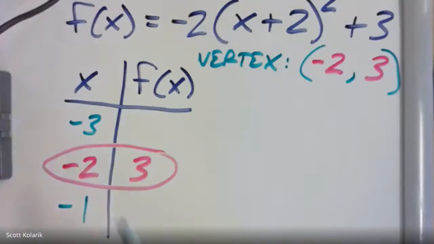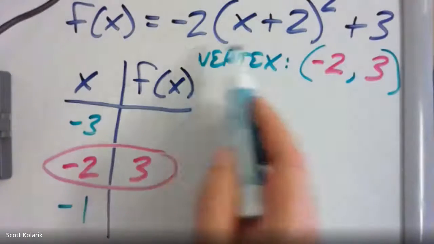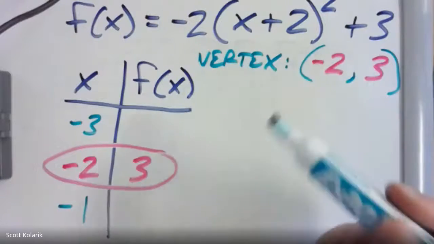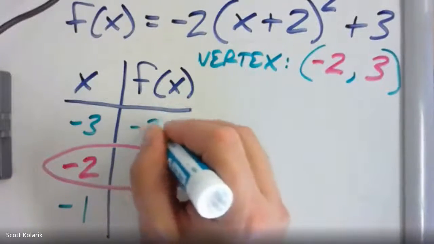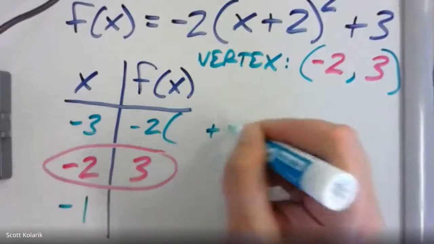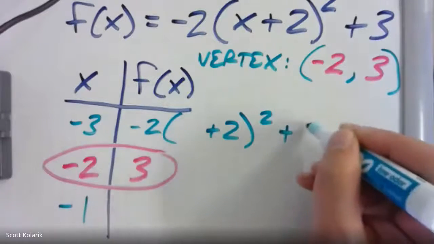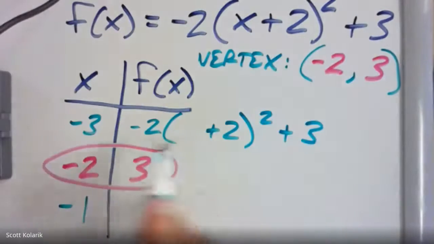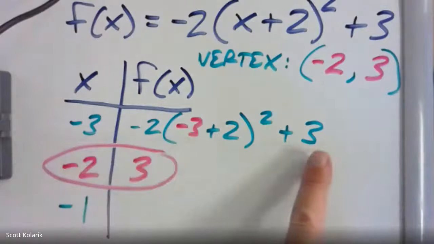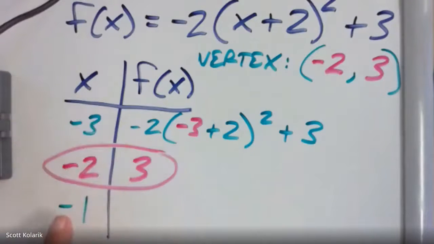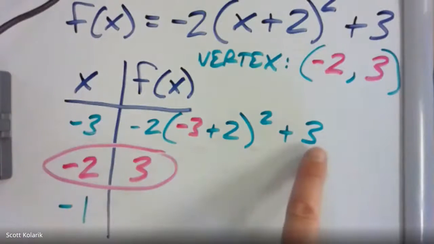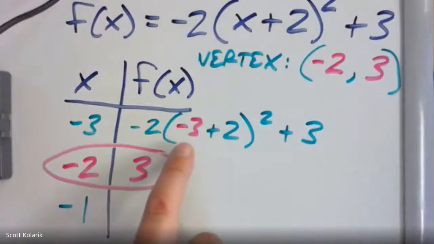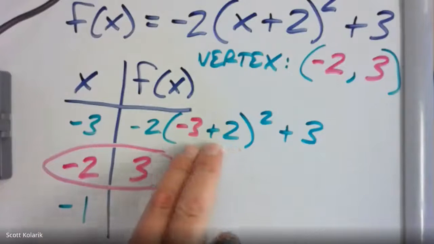I could plug these back into my original equation. This one's obviously a little bit busier, so just be careful with order of operations. So I'll do this one: -2 times the quantity x plus 2 squared plus 3. And I'm going to replace that x value with that -3. Let's see what happens. And I know automatically whatever result I get here, because it's symmetrical, its distance away from the -2 here, this value will end up matching whatever I get here as long as I do it correctly. So if I plug in the -3, I have to do parentheses first.